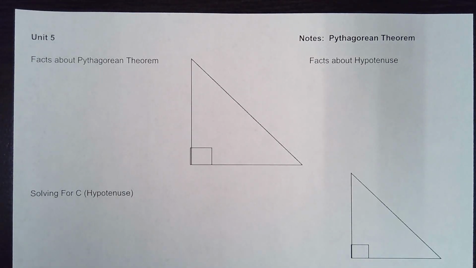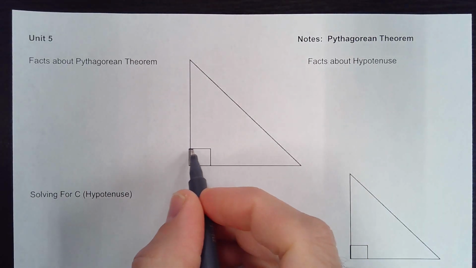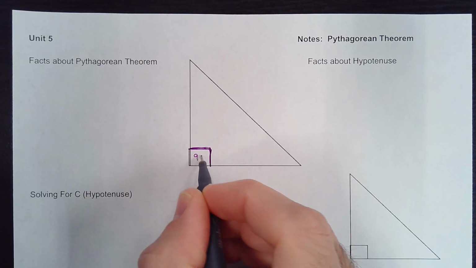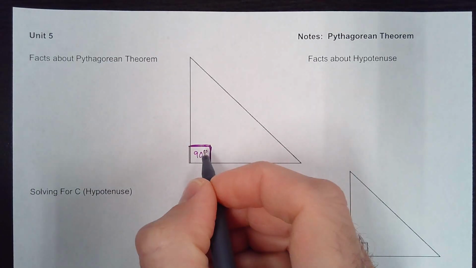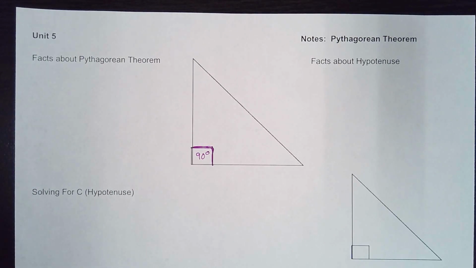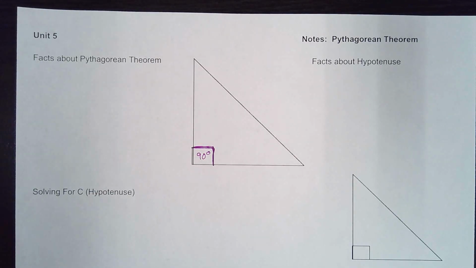A right triangle means a triangle like this that has this box here, and it tells us this angle is 90 degrees. So a right triangle means it's a triangle with a 90-degree angle in it. And we can use Pythagorean Theorem for any right triangle, any triangle that has a 90-degree angle in it.